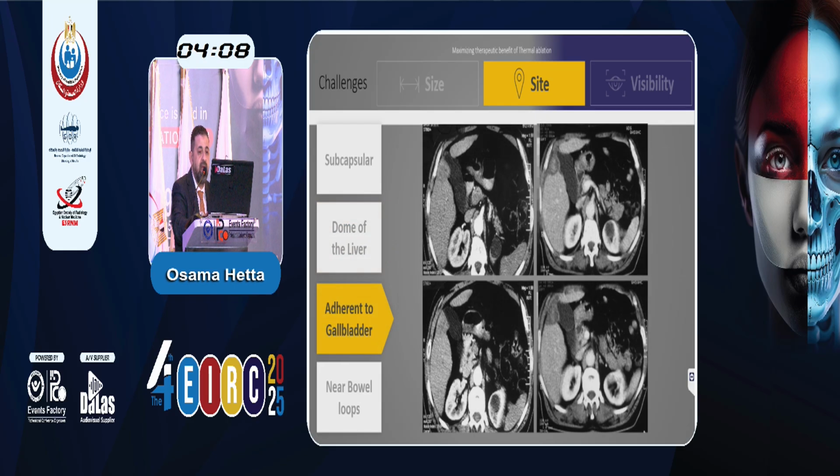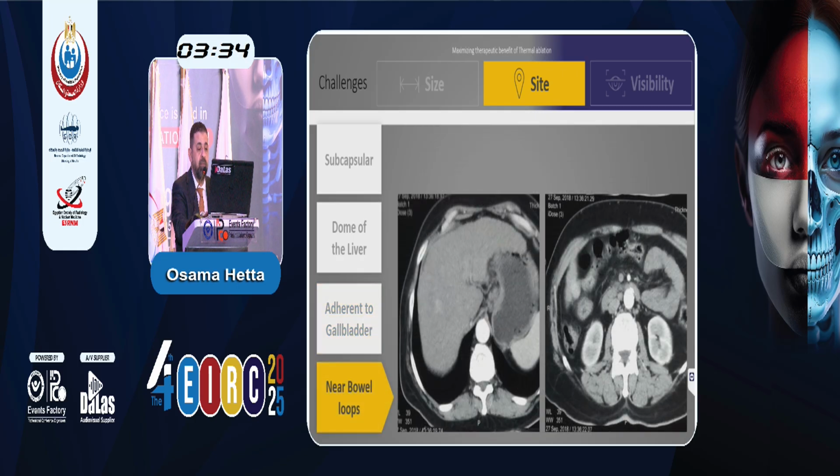Again, lesions adherent to the gallbladder, we can ablate safely, provided that you go by needle. You can see its tip precisely and calculate the ablated area. And in a cirrhotic background patient, the wall of the gallbladder is fibrotic, so it protects the gallbladder. So lesions adherent to the gallbladder, we can ablate safely, as you see in this case, with a very nice area of necrosis on follow-up.